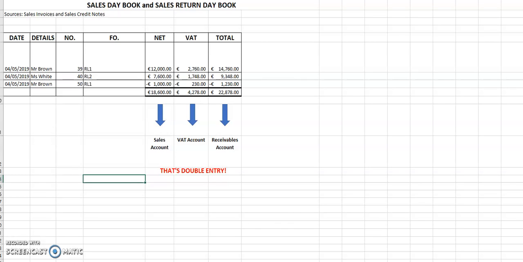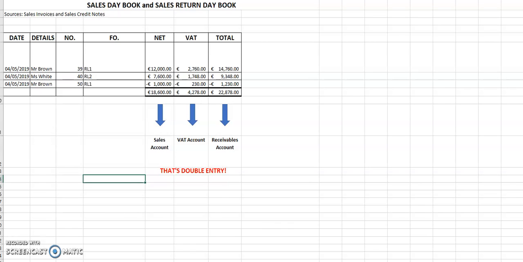So we've already looked at the sales day book and you know that the totals go into various accounts in the general ledger. Which accounts do they go to? That's what I want to explain in this video. So the total goes to the receivables account. Remember we mentioned the receivables account? That's where the 22,000 will be posted. And then the other two, the net value and the VAT, go to two other accounts. The VAT goes to the VAT account, that's easy to remember, and then the net goes to the sales account.